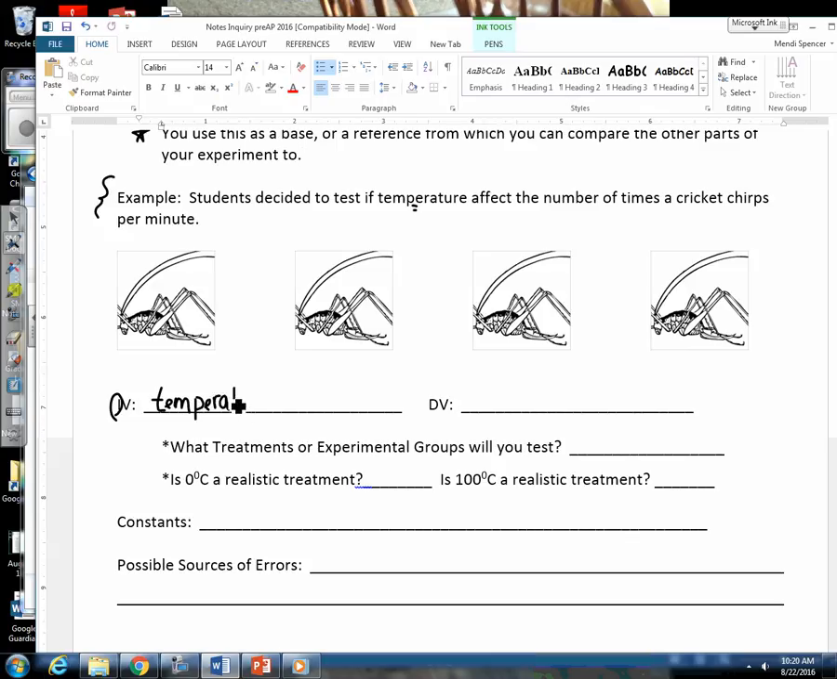Now, if you just write temperature, I'm going to mark through it. I'm going to use at least 3 words or 2 words. Let's put the temperature of the environment.